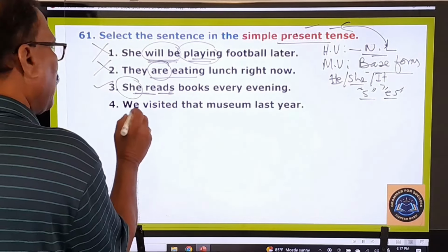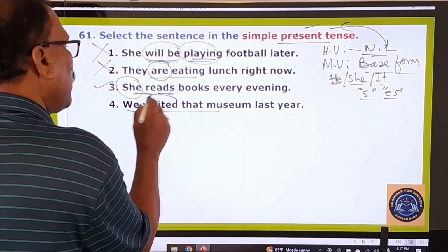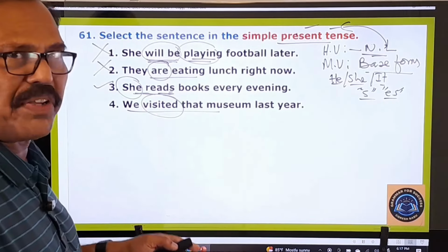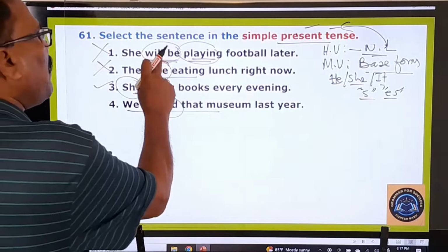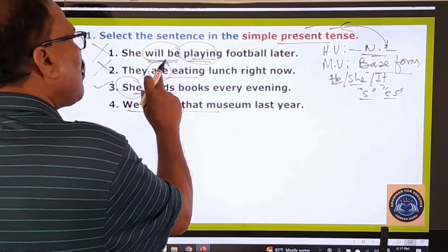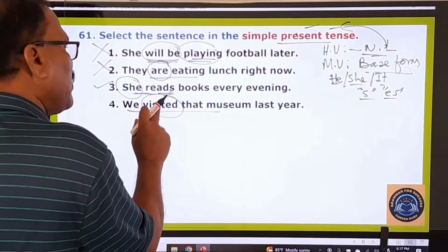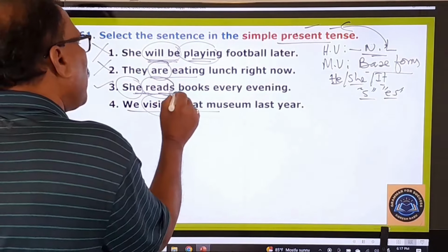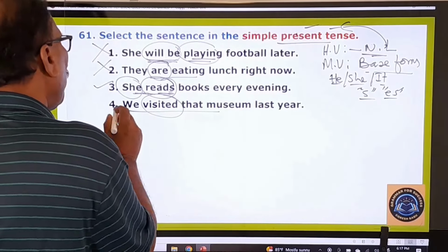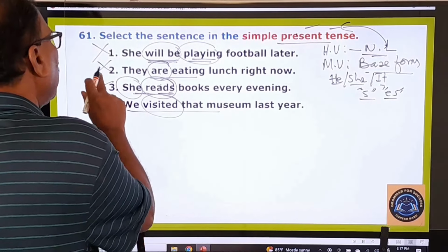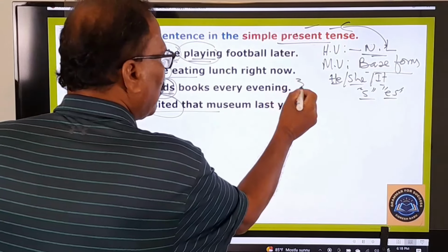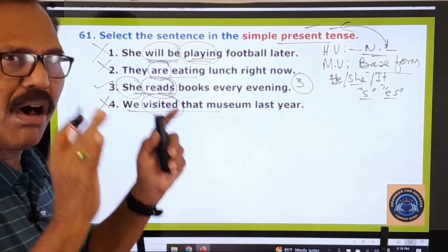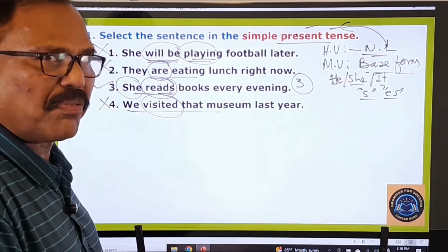Now look at the fourth option. We visited that. Here the verb is in the past tense, and therefore this is also not the feature of the simple present tense. So will be playing and eating are not features of simple present, and visited is not either. Only reads is the feature of the simple present. Therefore, first, second, fourth are not the right options. Only the third one is the right option. This is how you have to choose the answer in your examination. Hope you are following me right.